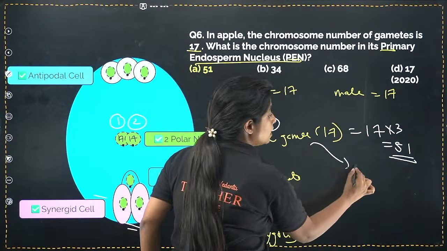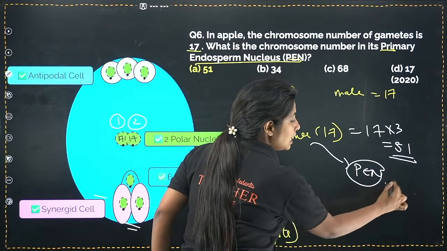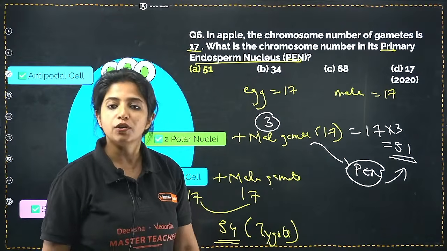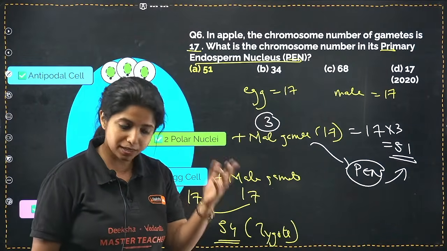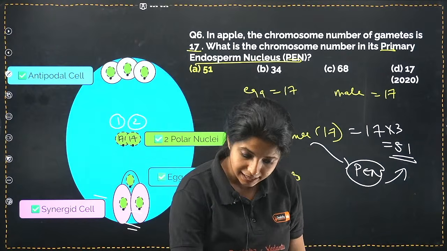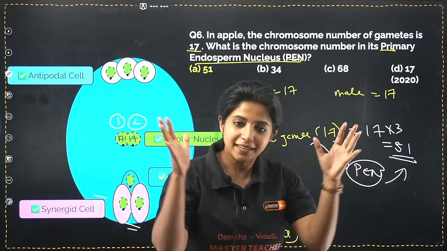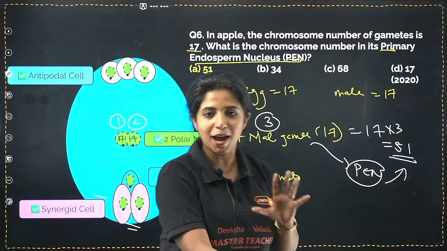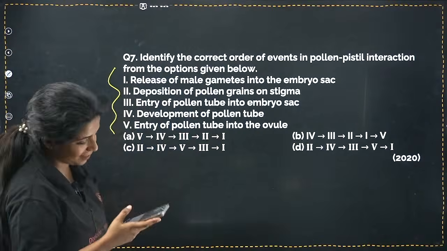What is being formed over here? Primary endosperm nucleus. In that you will be having 51 number of chromosomes out there. I hope this is clear now. Now you can go ahead and vote for question number 7.